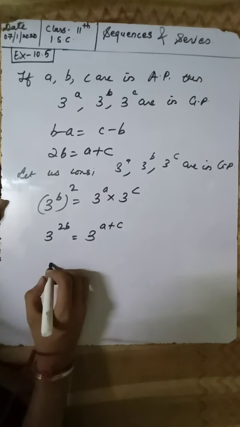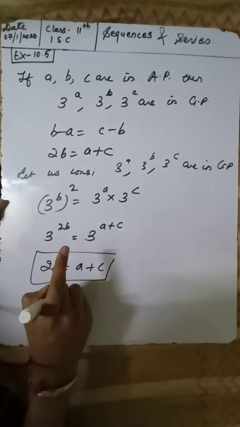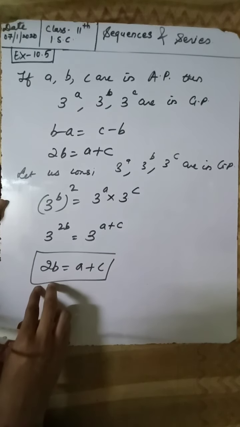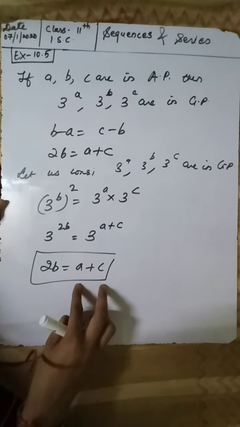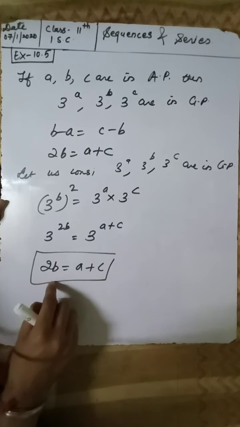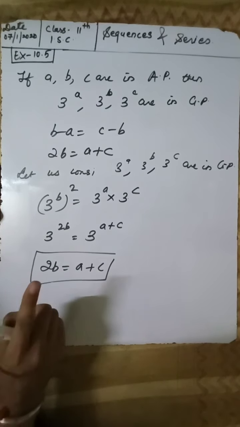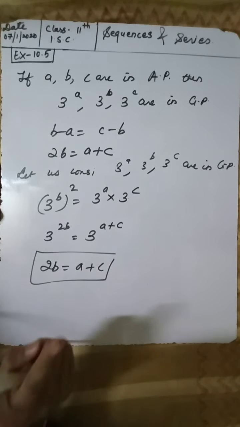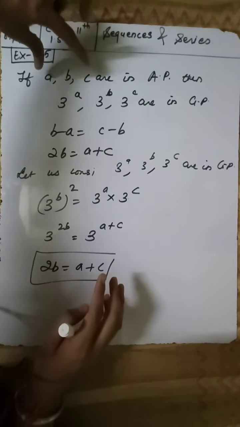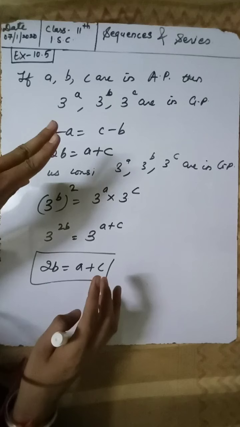On comparing the bases, we got 2b is equal to a plus c. See, what result we got, 2b is equal to a plus c, which can only be true if a, b, c are in AP. That is why from here we can say that 3 to the power a, 3 to the power b and 3 to the power c are in GP only when a, b, c are in AP. Are you understanding? Because they are interconnected. See this a, b, c and this a, b, c. These two questions are interconnected.